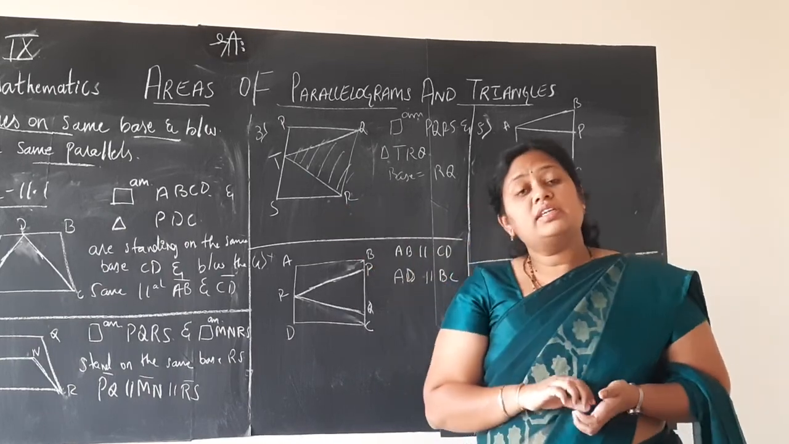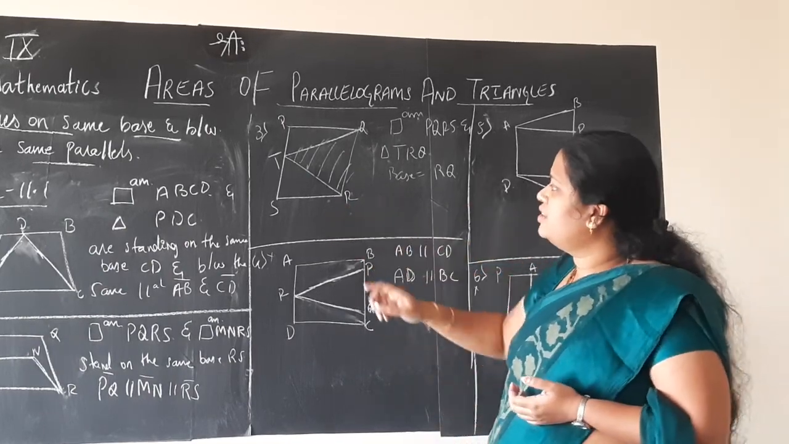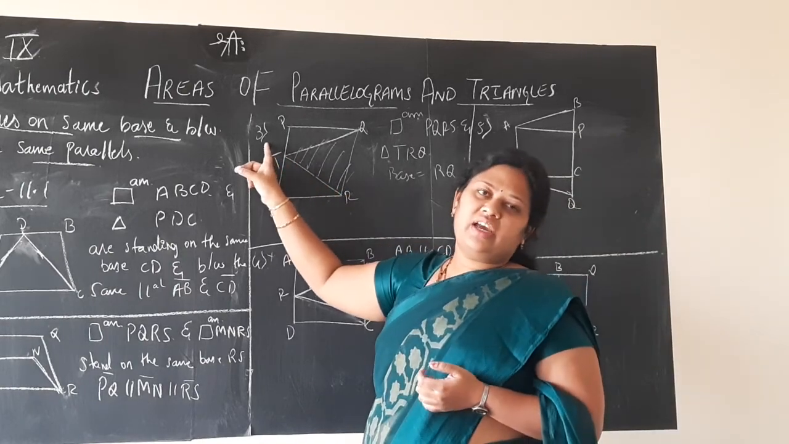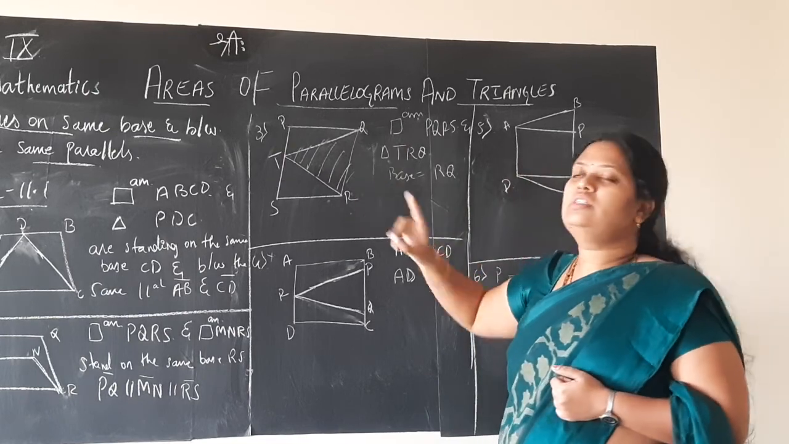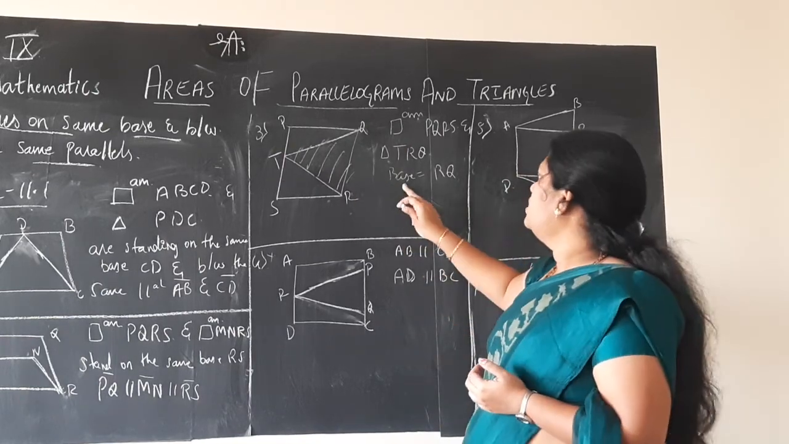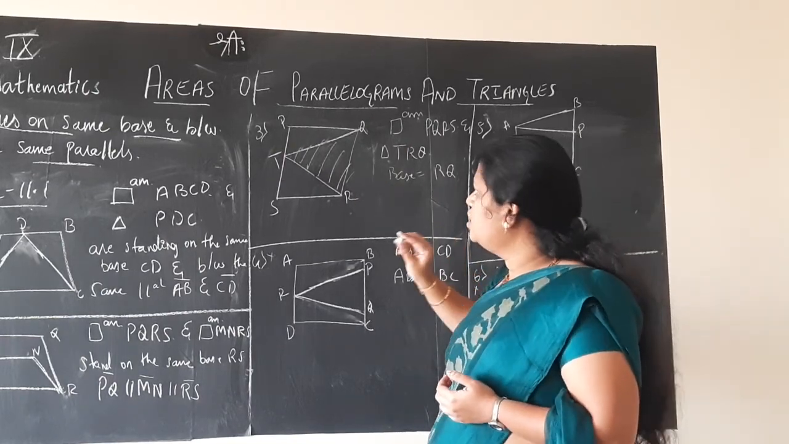How did you decide that the base is RQ? Because the vertex of the triangle, point T, lies here, children. So it is understood this is the base. So it is standing on the same base RQ.